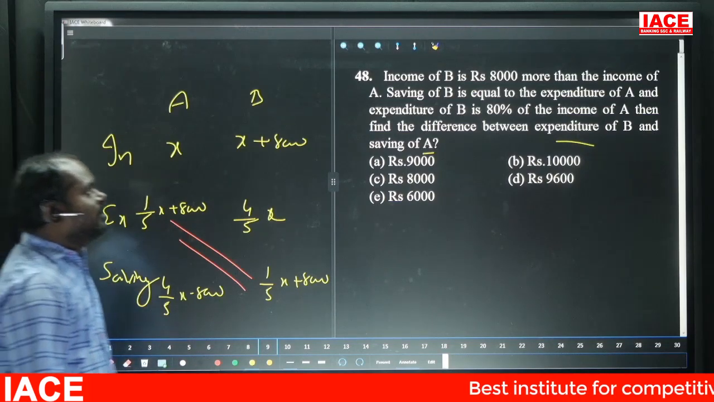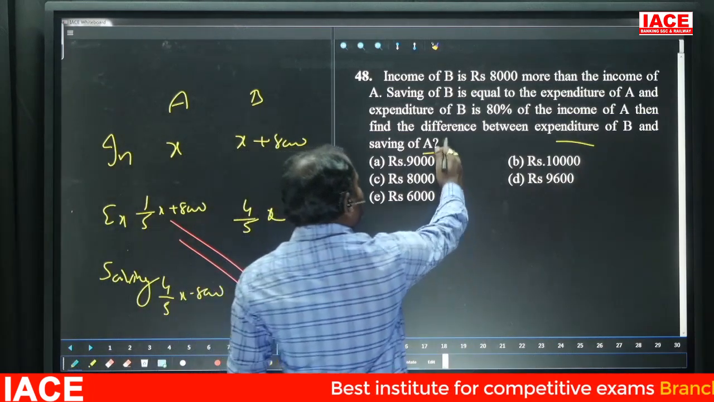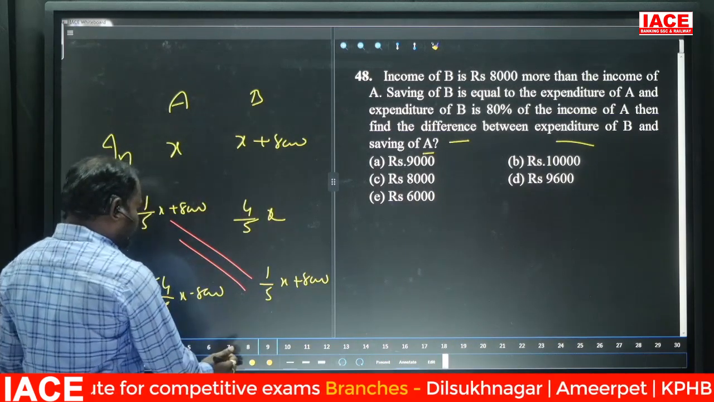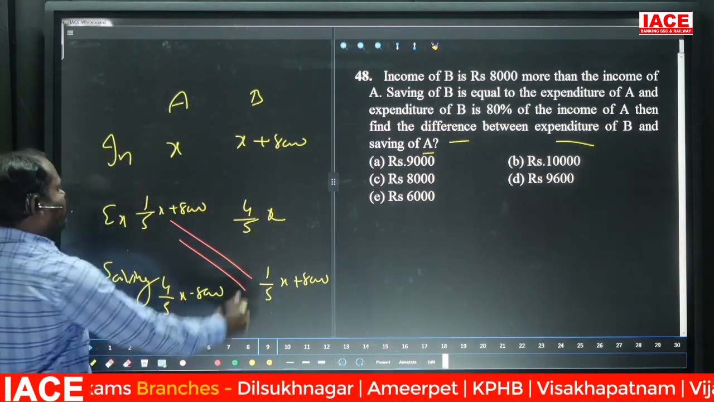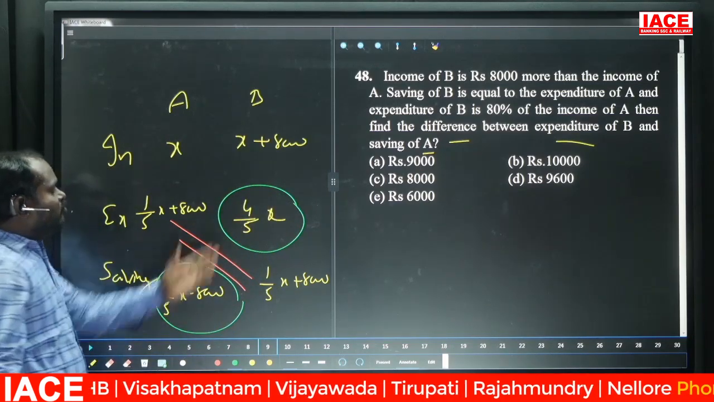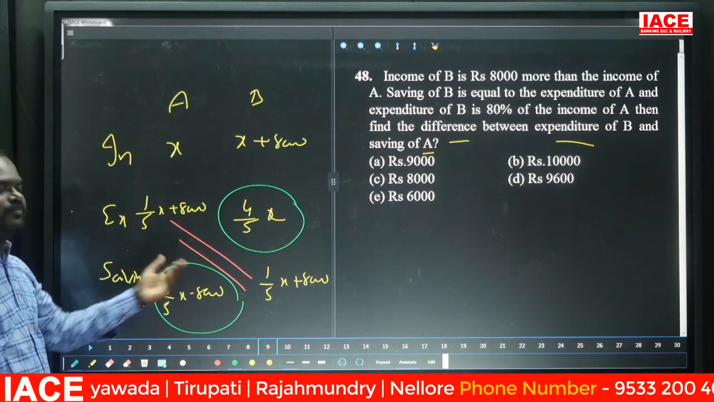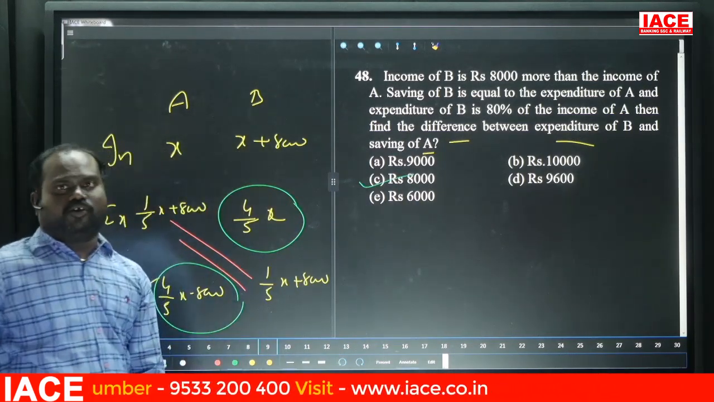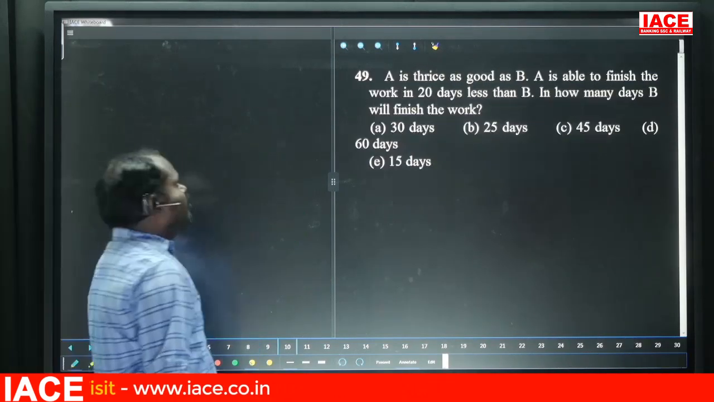Question asking the difference between the expense of B and saving of A. This difference asking: 4 by 5 X, 4 by 5 X gets cancelled. What is the difference? 8,000. Difference is 8,000. Option C, 8,000 rupees.